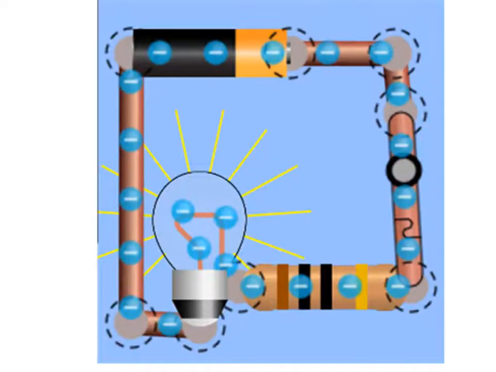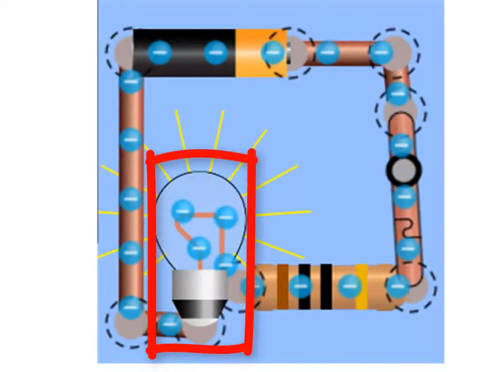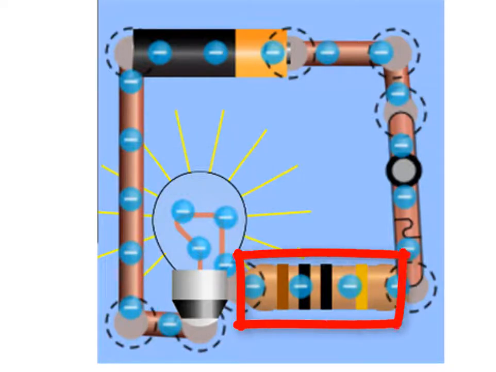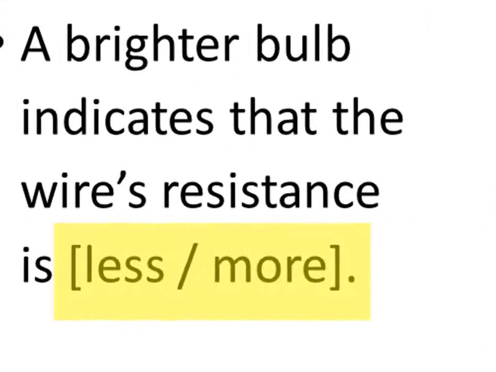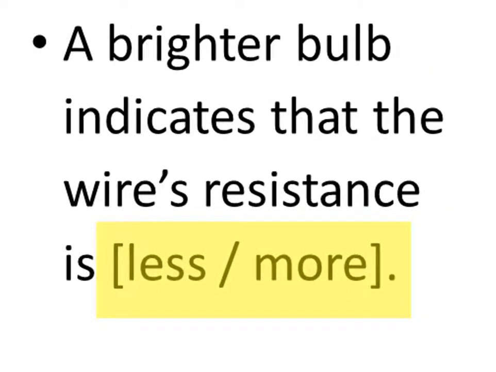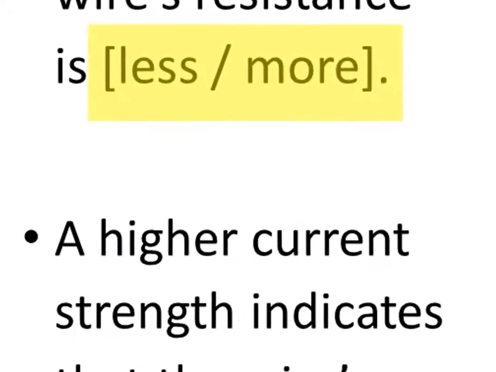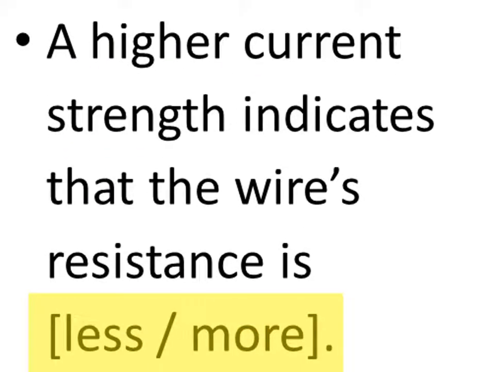If you were to see that this bulb was very bright, what would that tell you about the value of the resistance of this resistor that it is with? A very bright bulb would show you that that resistor is what? Low or high resistance.